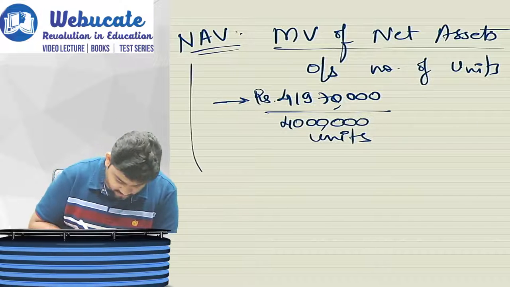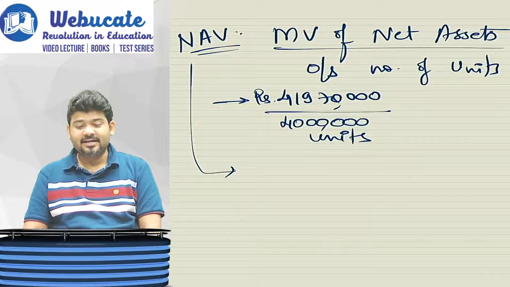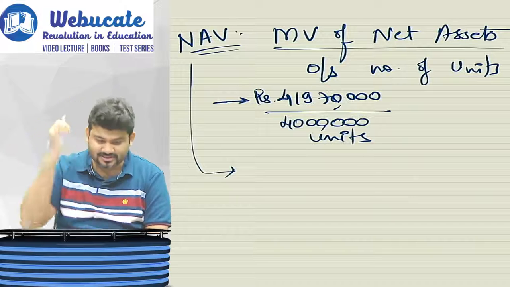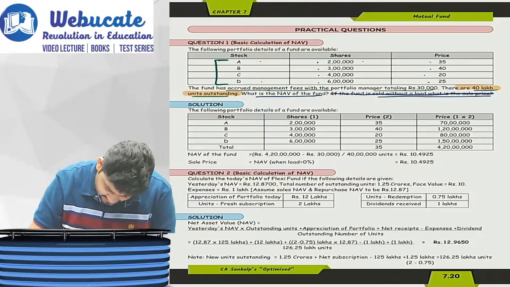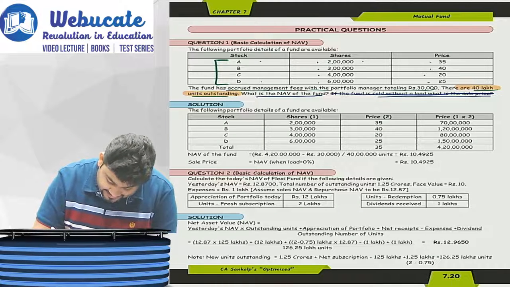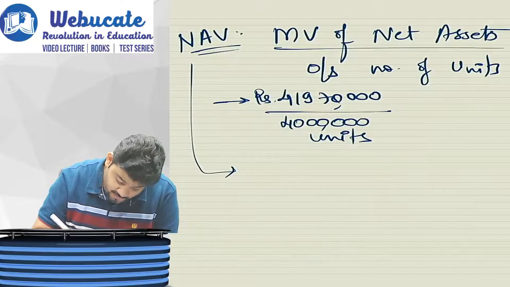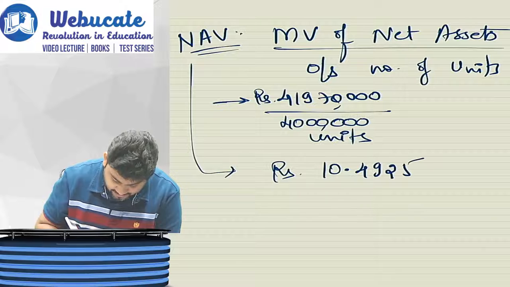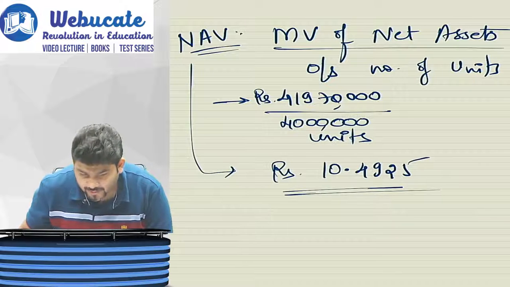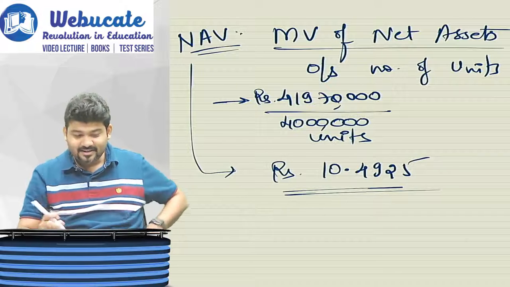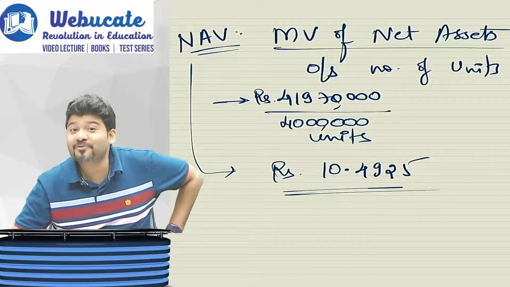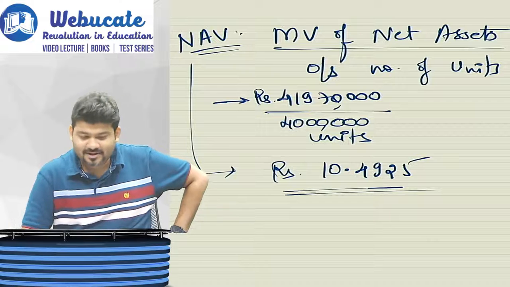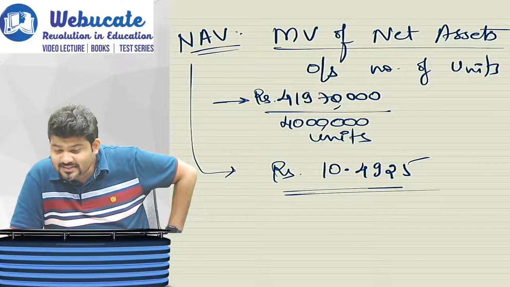Got it? So finally, the NAV will be 4 crore 19 lakh 70,000 divided by 40 lakh. What will be the NAV? Correct. It will be 10.4925. Now, see, few people have written 10.49. Few people have written approximately 10.5. Few people have written something else.